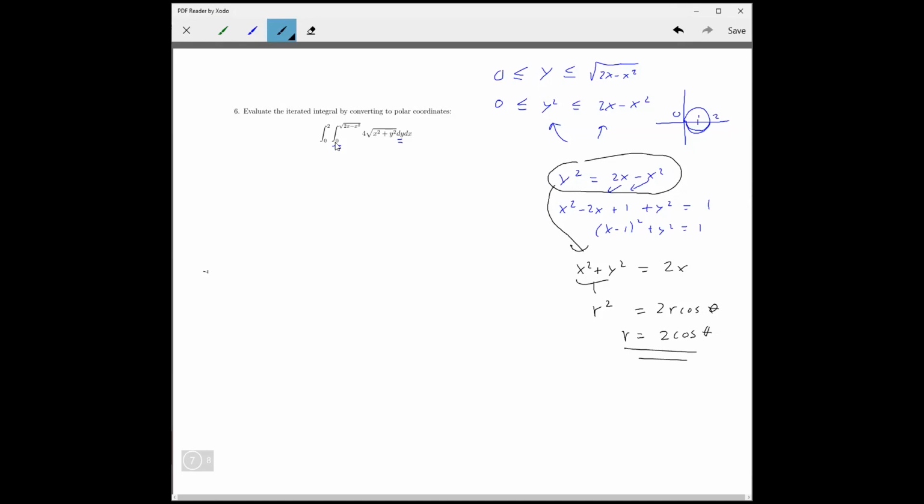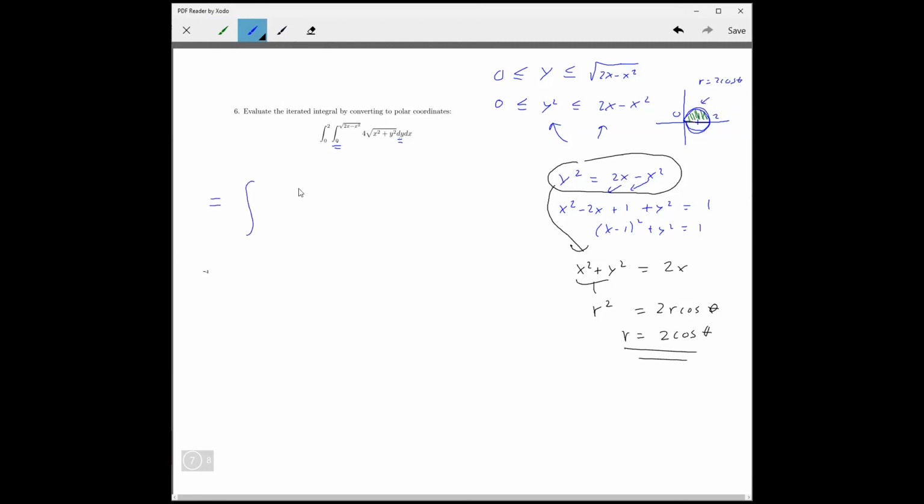Essentially, what this is telling us is that y is going from 0 to the square root of that, and x is going from 0 to 2. So that means that this is the region that we're integrating over, this region right here. And this upper boundary of the circle is r equals 2 cosine theta.